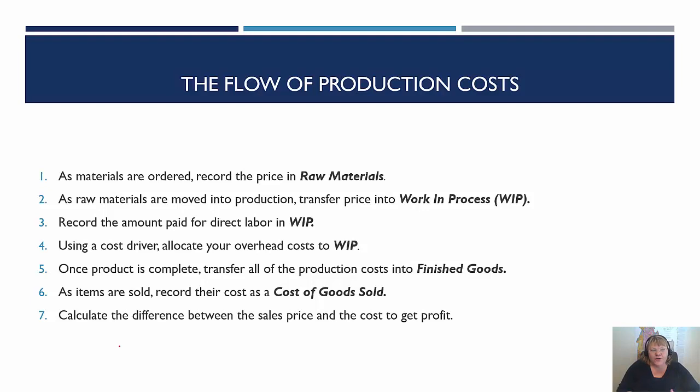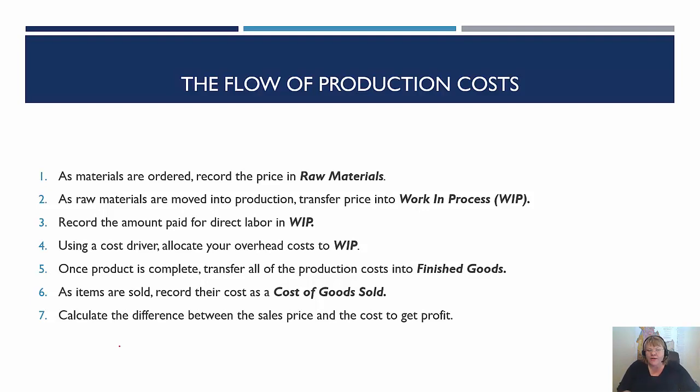The first part you do is, as materials are ordered, you record the price in raw materials. And this is what your accountant will do. You put that in your raw materials account. And then as raw materials are moved into production, we transfer those into work in process. Okay. And then you record the amount paid for direct labor into work in process. And then using a cost driver, you allocate your overhead costs to work in process.